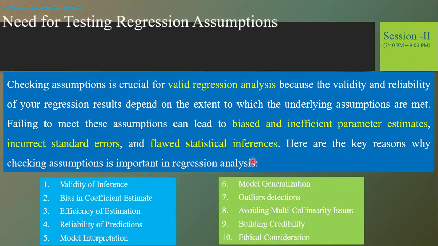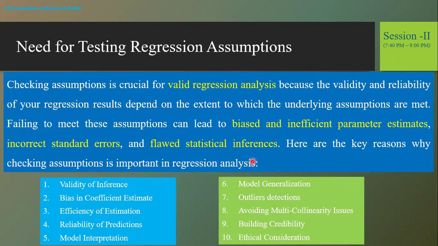So, why do we need to test the assumptions of regression? Checking assumptions is crucial for valid regression analysis because the validity and reliability of your regression results depend on the extent to which the underlying assumptions are met. Failing to meet these assumptions can lead to biased and inefficient parameter estimates, incorrect standard errors, and flawed statistical inferences. Here are the key reasons why checking assumptions is important in regression analysis.